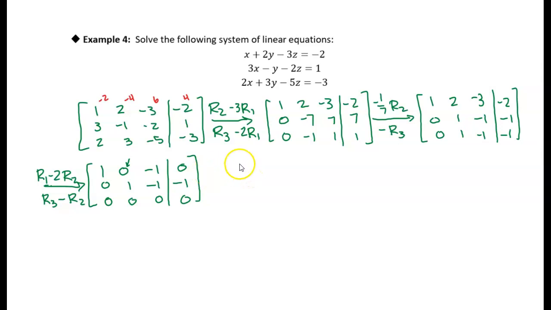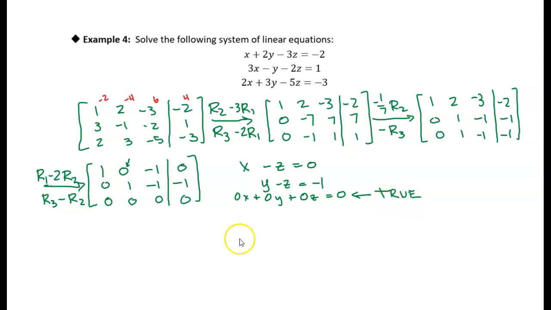So the first row is telling me that x minus z is equal to 0. Okay, well, that could be true. The second row is telling me y minus z is equal to -1. And the last one is just telling me 0x plus 0y plus 0z equals 0, which is always true, right? That's always true, no matter what x, y, and z are. So there's no inconsistency there. So this is another case where we get an infinite number of solutions.